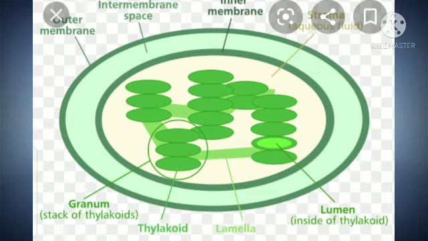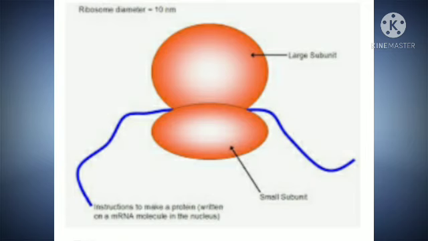Stroma, the space limited by the inner membrane of the chloroplast, is called the stroma. Thylakoids, organized flattened membranous sacs. Grana, thylakoids are arranged like piles of coins, called grana, singular granum. Stroma lamellae, membranous tubules connecting the thylakoids.